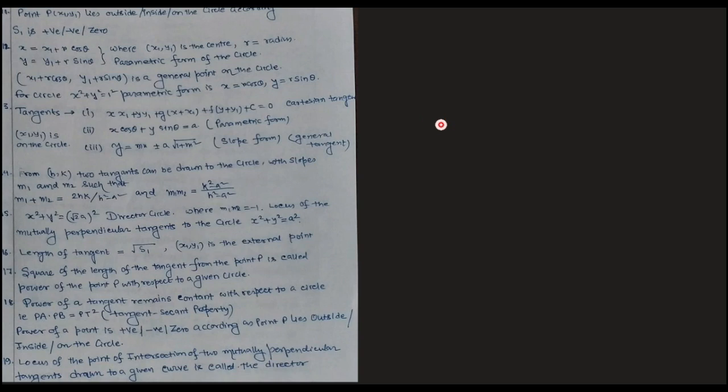The square of the length of the tangent from the point p is called the power of the point p with respect to the given circle.